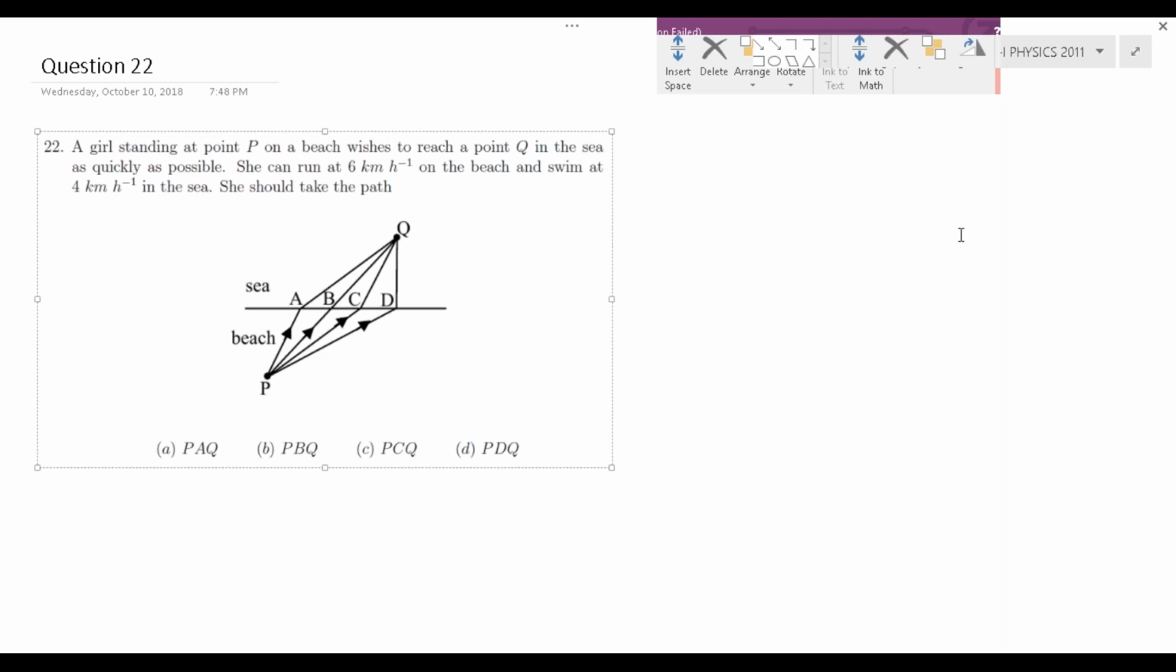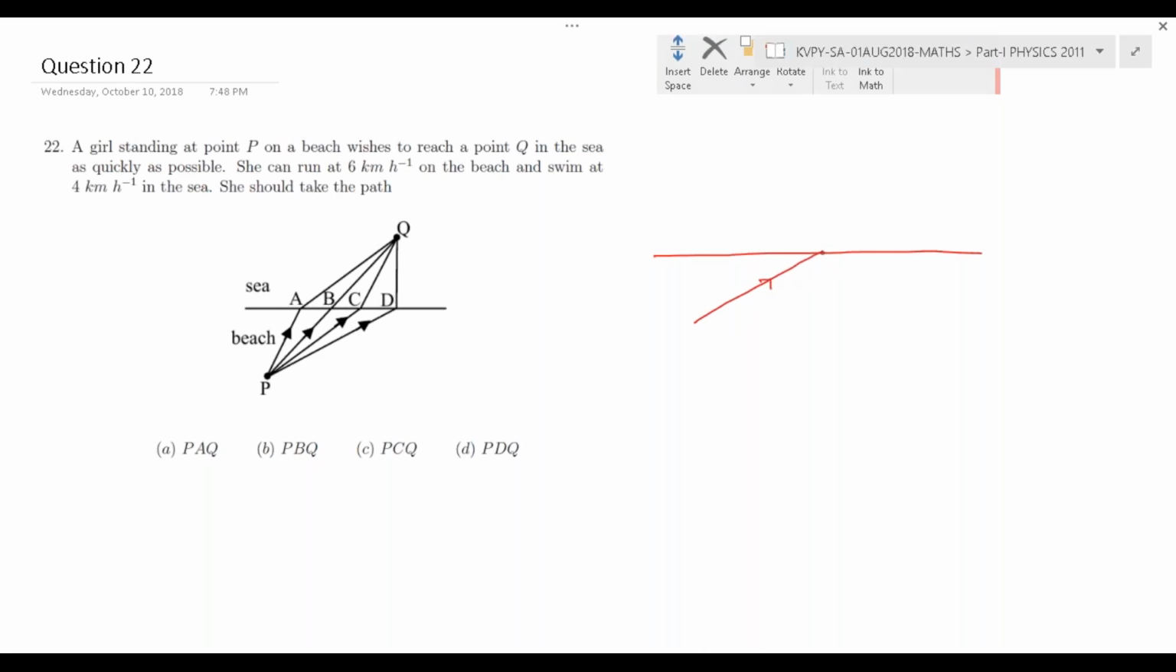So think about the velocities. On the beach, velocity is higher, and in the sea, the velocity is less. So that means the beach, where the velocity is higher, becomes a rarer medium, and the sea, where the velocity is less, becomes a denser medium. So then what can we visualize? We can visualize a case something like this: if this is the separator between the beach and the sea, then if the path goes like this, it has a tendency to bend towards the normal.